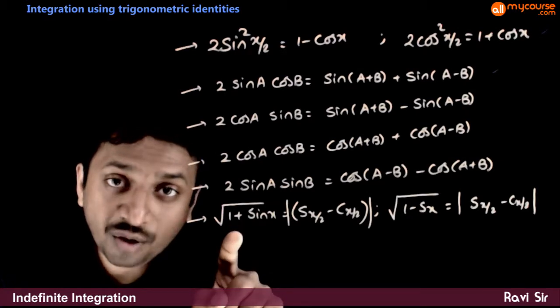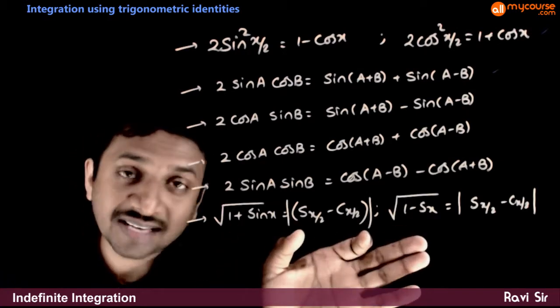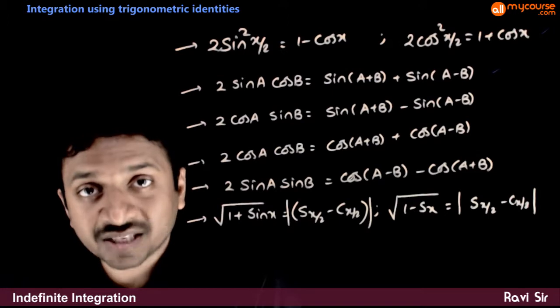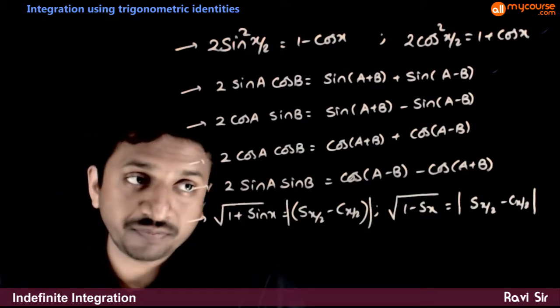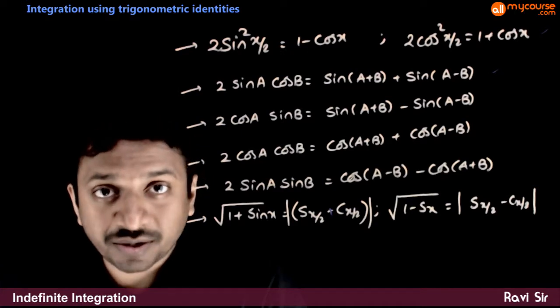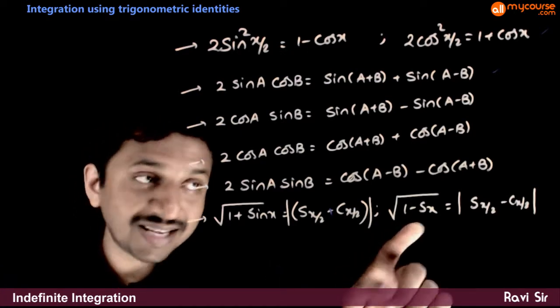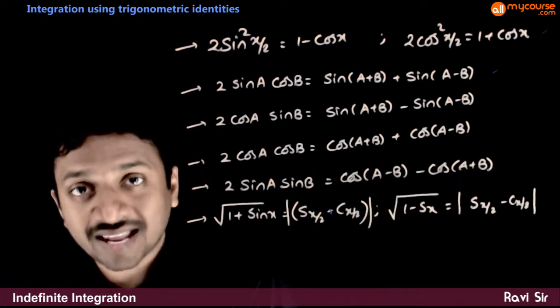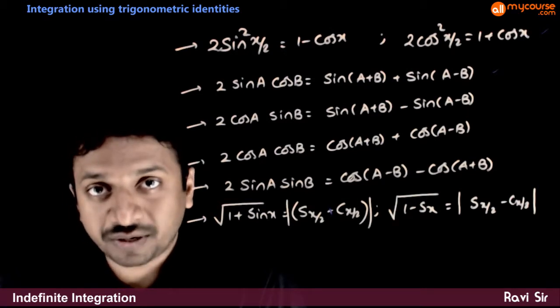And whenever you have root of 1 plus sin x, you can write it as mod of sin x by 2 plus cos x by 2. And root of 1 minus sin x is mod of sin x by 2 minus cos x by 2.